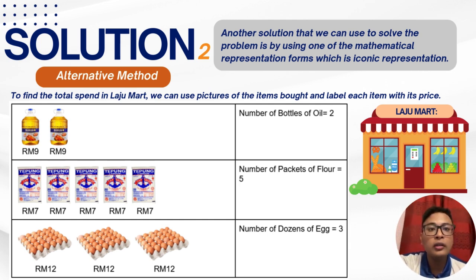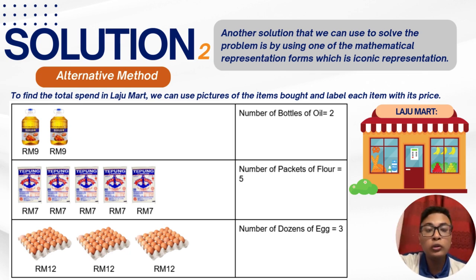So to find the total spent at Laju Mic, we can use a picture of the item bulk and label each item with its price. For Laju Mic, Azlan just now we know that Azlan needs 2 bottles of oil, 5 packets of flour and 3 dozen of eggs. So we just use the real picture of each item, and we follow the number that he needs.